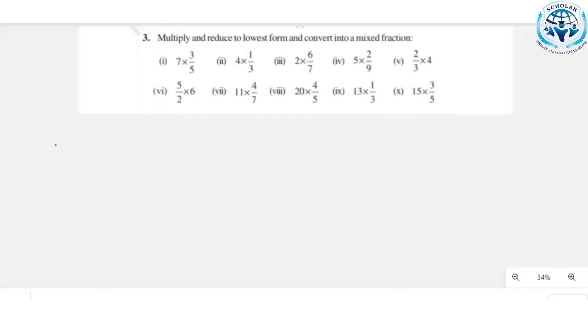Multiply and reduce to lowest form and convert into a mixed fraction. In the first one, 7 into 3 by 5. 7 3s are 21, 21 by 5, it is an improper fraction, converted into mixed fraction. 5 4s are 20, that means 4 1 by 5.